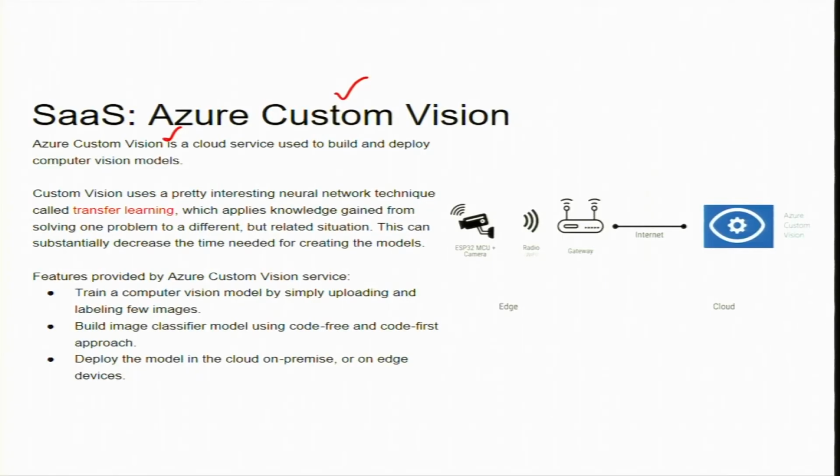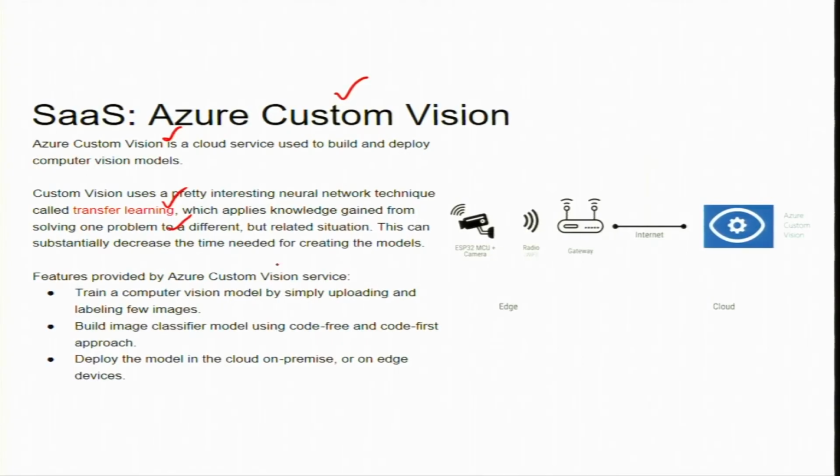So, computer vision uses a pretty interesting neural network technique, and sometimes it is called transfer learning, because it uses a pre-trained model and then you can bring your own new set of images and retrain the model. That is called transfer learning, which applies the knowledge gained out of solving one problem in a domain to a different problem in a related situation. This can substantially decrease the time of creating the models from scratch.